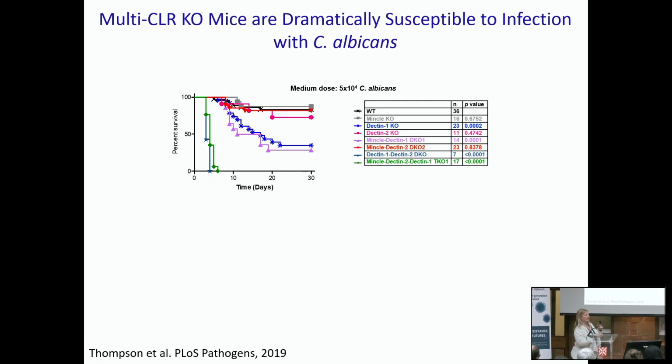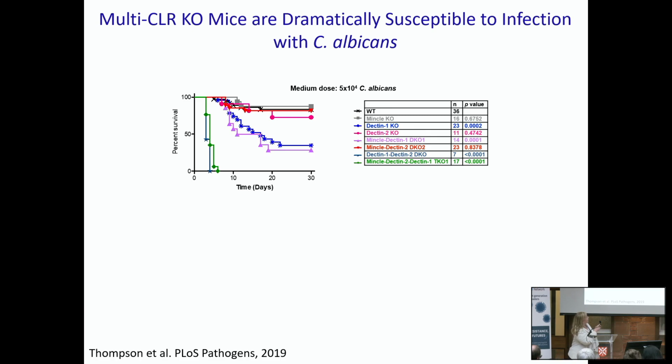This is with a medium dose of Candida. The blue line is the Dectin-1 knockouts, which was known. They're quite susceptible. The Mincle Dectin-1 knockout that we made was pretty similar, so there wasn't any added effect. But when we knocked out Dectin-1 and Dectin-2, or else Mincle along with it, this is the Dectin-1, Dectin-2 double, and then a Mincle Dectin-1, Dectin-2 triple knockout, they were really dramatically susceptible to infection with Candida albicans.